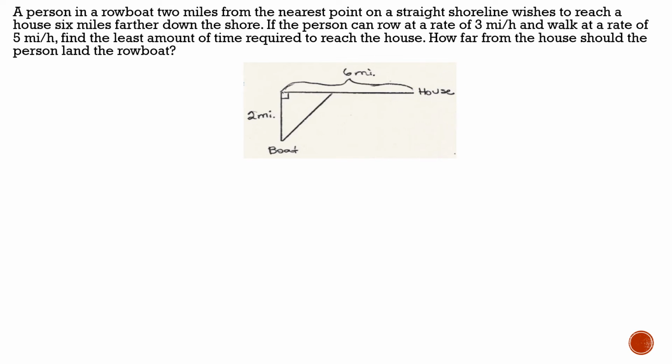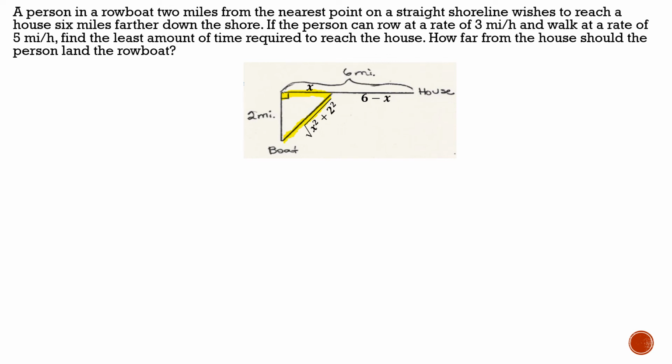All right, so the idea of what's going on here is this person is trying to figure out how far should I row, how far should I walk to get to this house in the least amount of time. So I'm going to start by labeling some things. The first thing I'm going to label is this piece right here. I'm going to label that X. Next, if that is X and the whole piece is 6, then the remaining part is going to be 6 minus X. Now I can also find this diagonal piece using the Pythagorean theorem since I have a triangle, and so I get the square root of x squared plus 2 squared, or x squared plus 4.